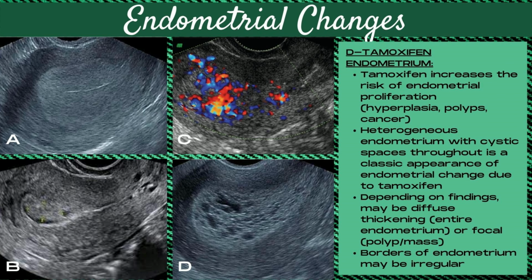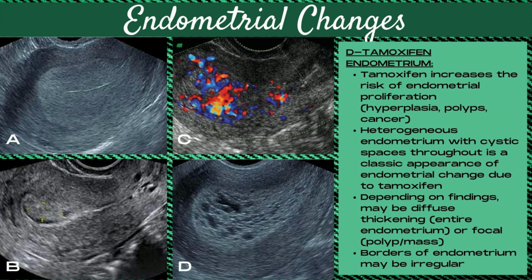The next type of endometrial change that can occur is what we call the tamoxifen endometrium. Tamoxifen is an anti-estrogen drug taken to either decrease the risk of developing breast cancer or to treat breast cancer. Tamoxifen increases the risk of endometrial proliferation, such as hyperplasia, polyps, and even endometrial cancer. An endometrium that's heterogeneous with cystic spaces throughout is a classic appearance of endometrial change due to tamoxifen.